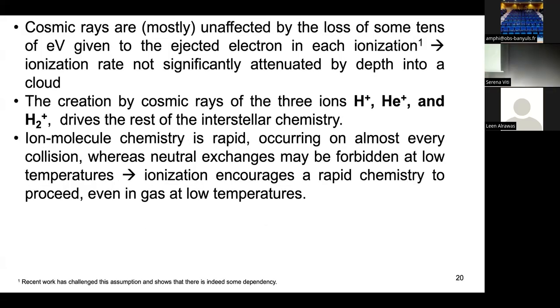Okay, so I already said this, but basically the bottom line is that ion-molecule chemistry is rapid because it occurs on almost every collision, while neutral reactions are slow and can be forbidden when the temperature is low. So if you are in a dark cloud, neutral reactions are either very, very slow or not occurring at all. And so you need an ion to collide with a neutral. Okay, so cosmic rays kickstart the chemistry when it's dark.